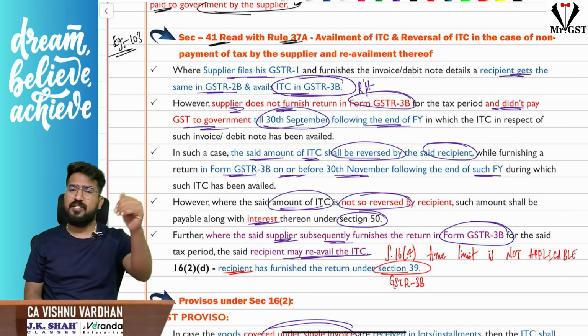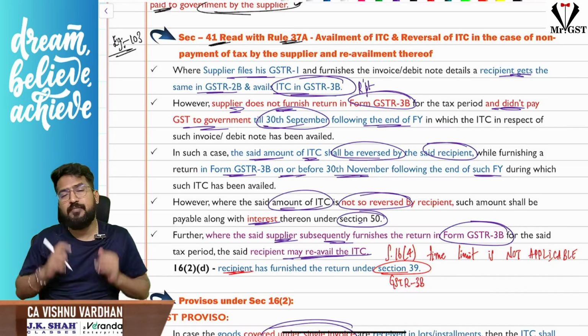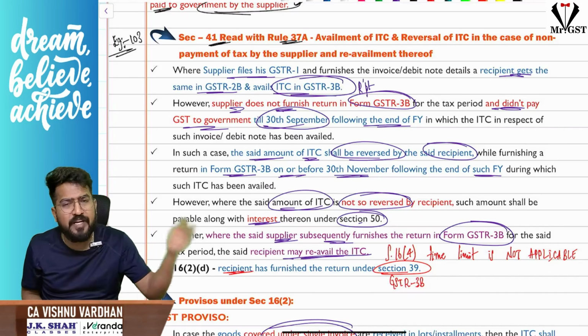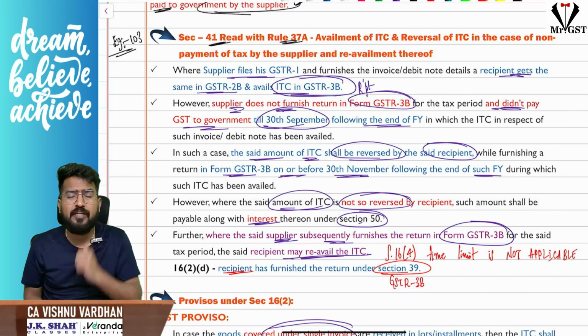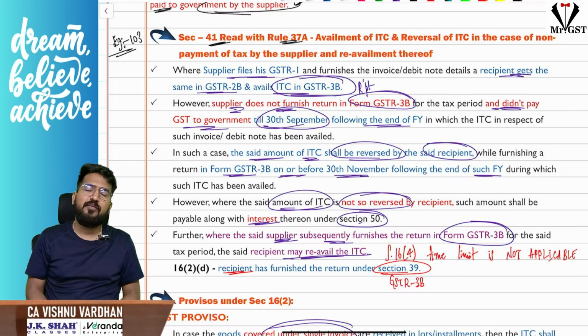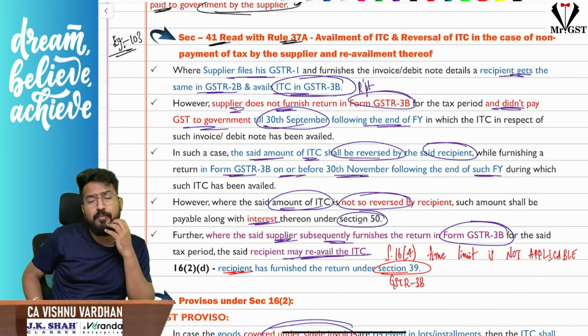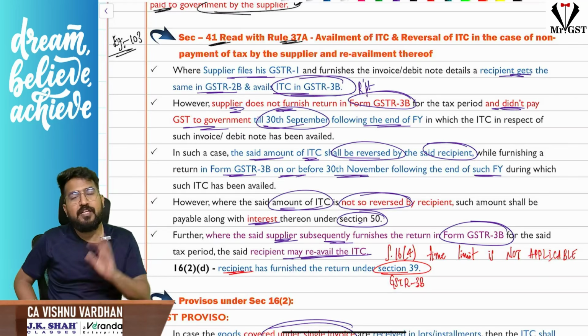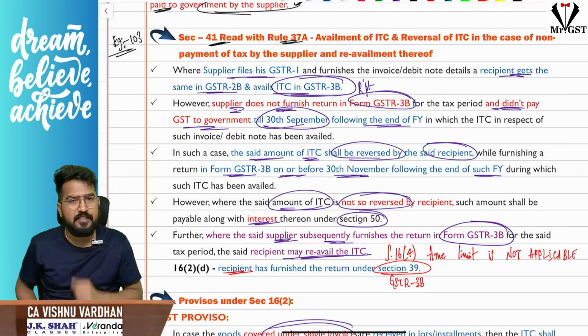See, the supplier files GSTR 1, the recipient will get it in his 2B, the recipient will take ITC. But who will give money to the government? The supplier should give money to the government. How will he give? By filing GSTR 3B. That supplier from whom you have purchased, he filed GSTR 1 properly, but 3B he did not file. That means he did not pay tax to the government. But you, the recipient, enjoyed ITC.